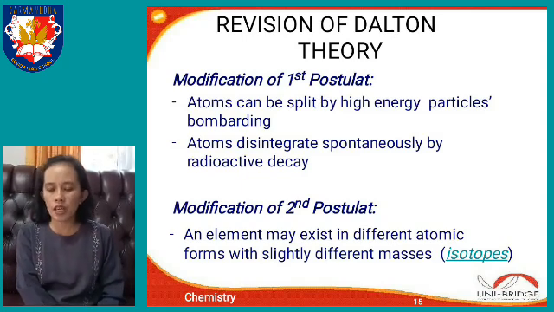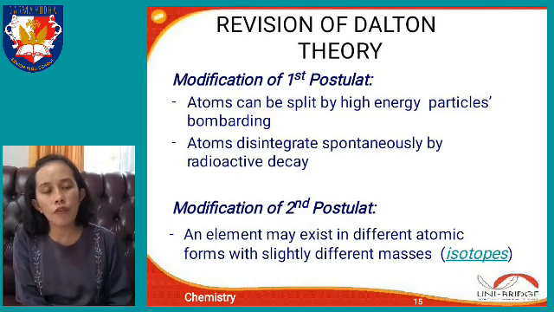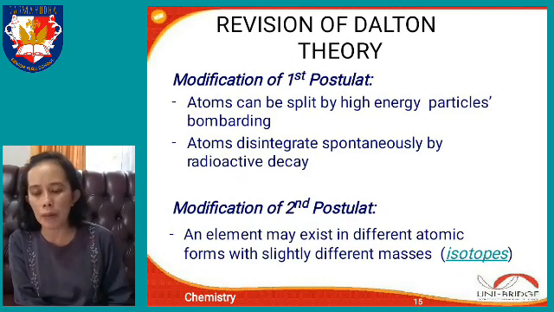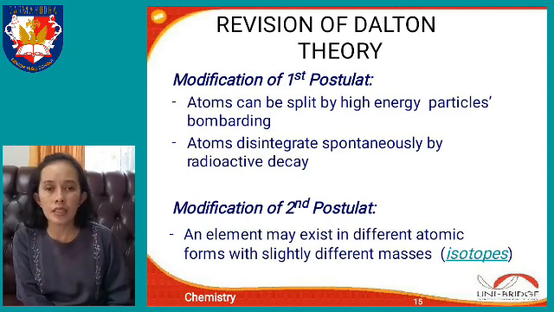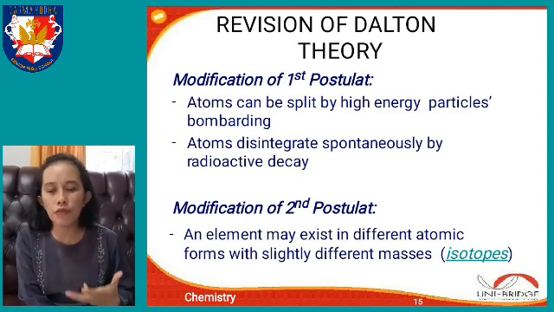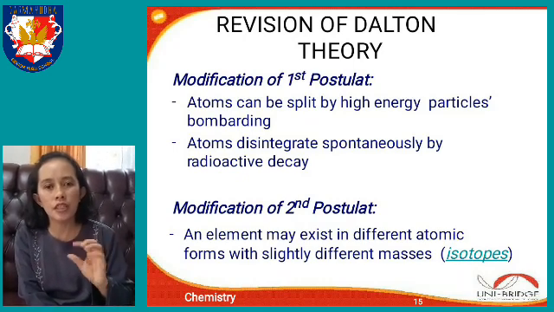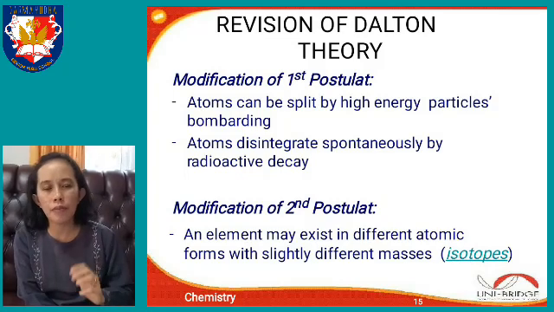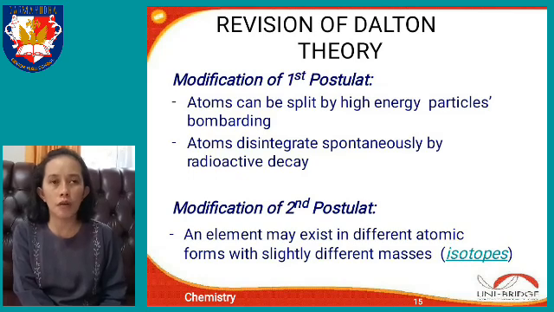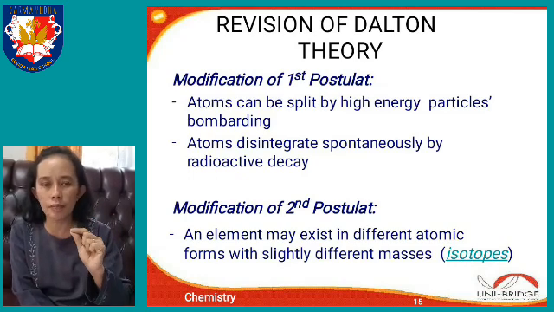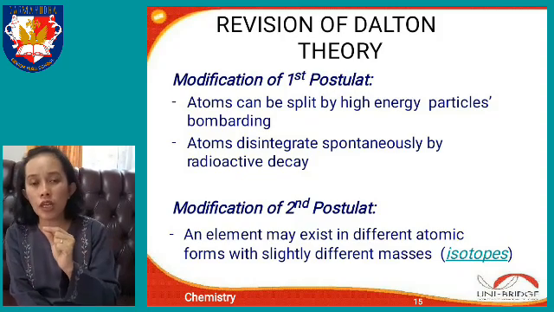And then the second one: it is said in Dalton atomic theory that atoms of the same element have the same properties, but it was modified to say that an element may exist in different atomic forms. So it means that atoms of an element may have different masses. For example, carbon 12 means the mass of the carbon is 12, and carbon 14, the mass of the carbon is 14.